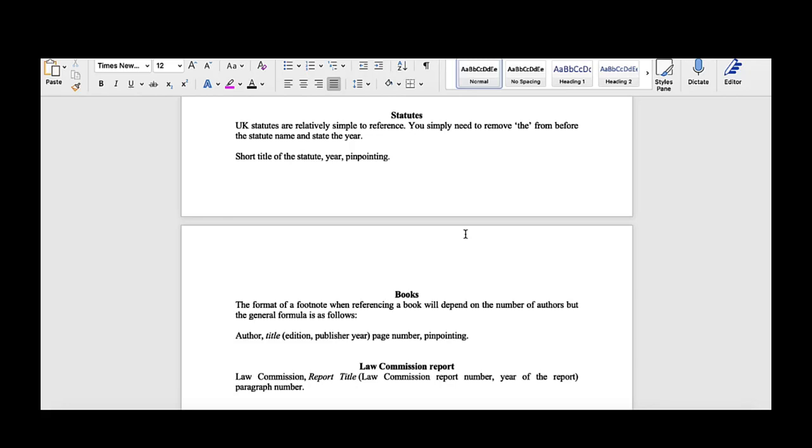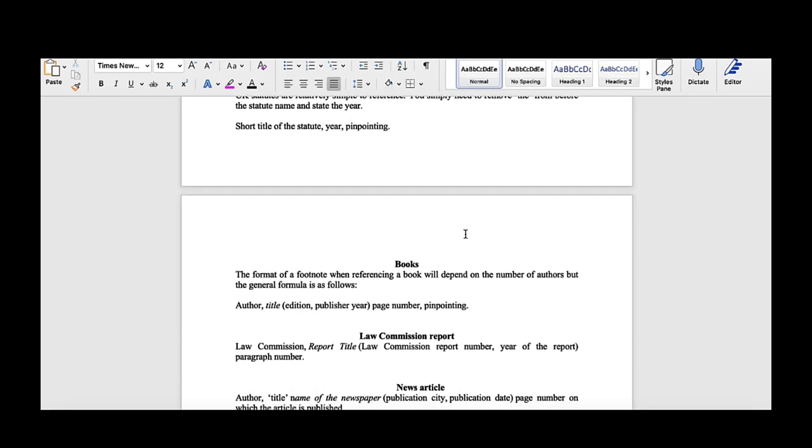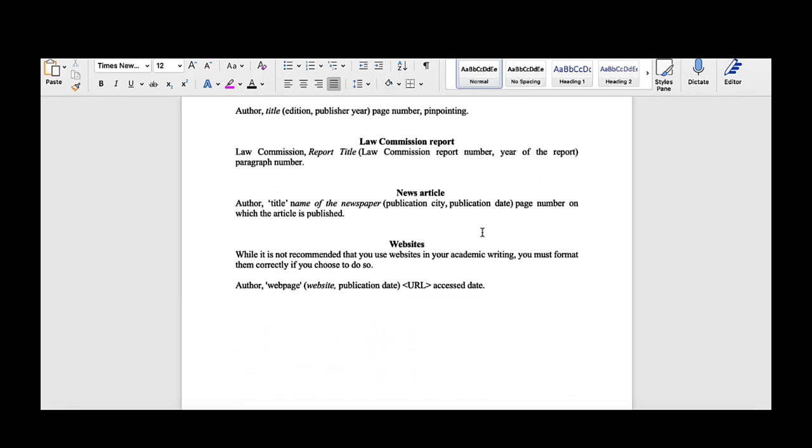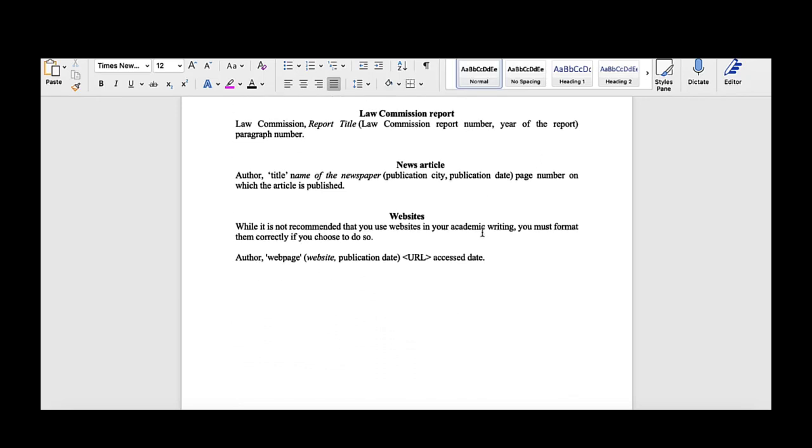The way in which you will format a book for an OSCOLA reference will depend upon the number of authors. However, the general formula is that you start with the author, then have the title, then in brackets include the edition and published year, followed by the page number and any possible pinpointing.